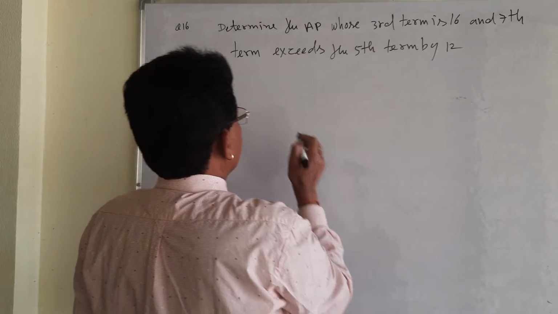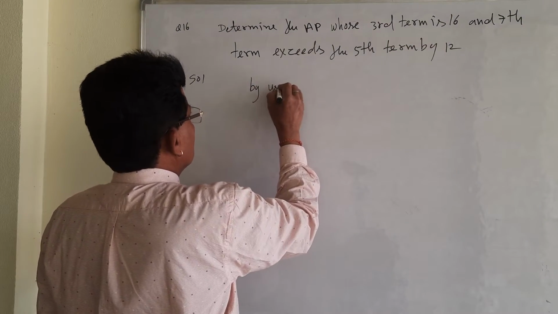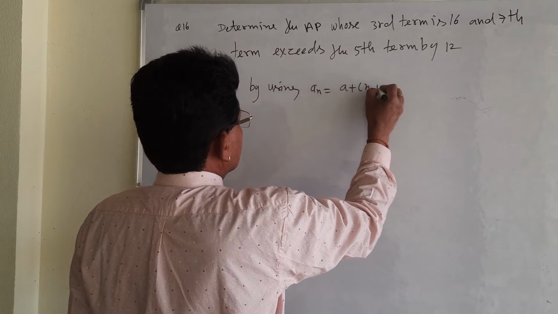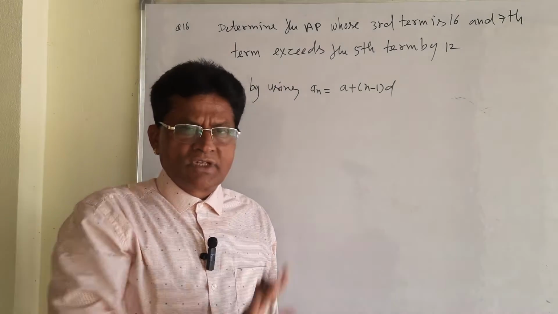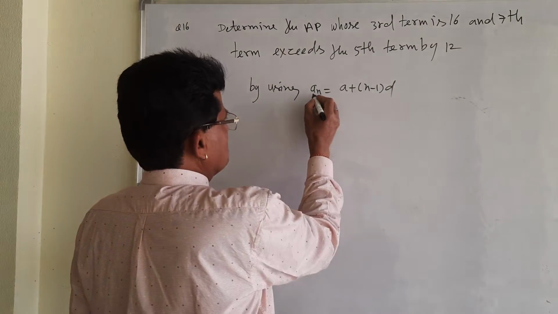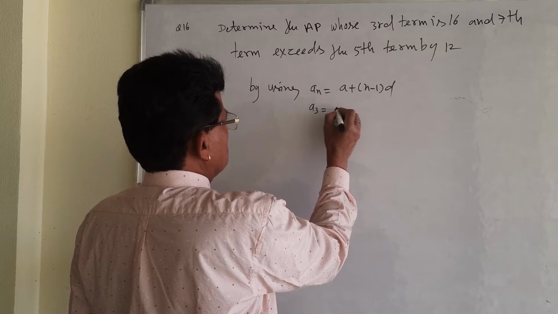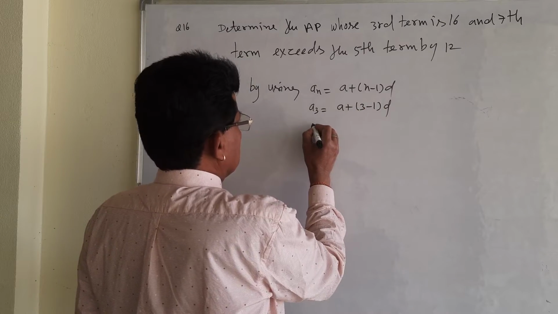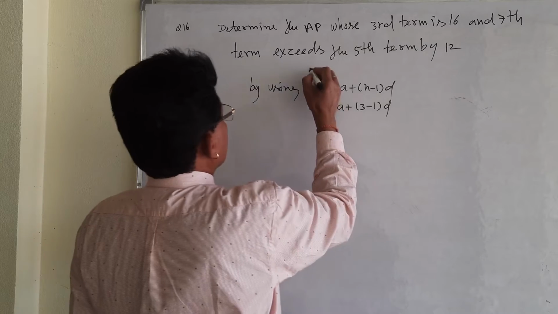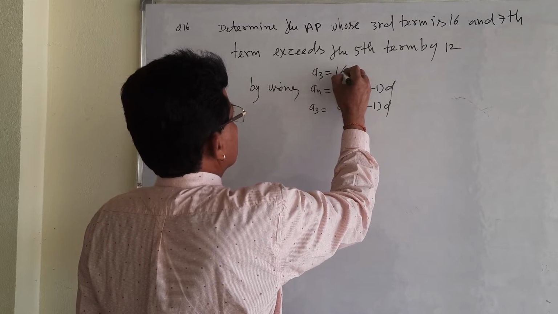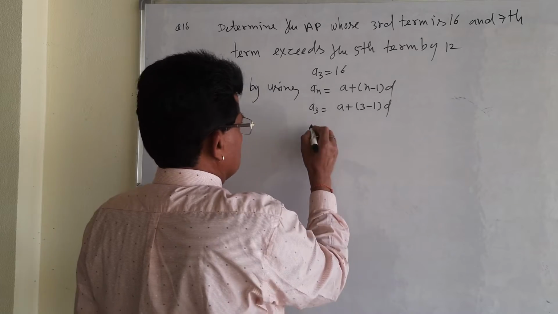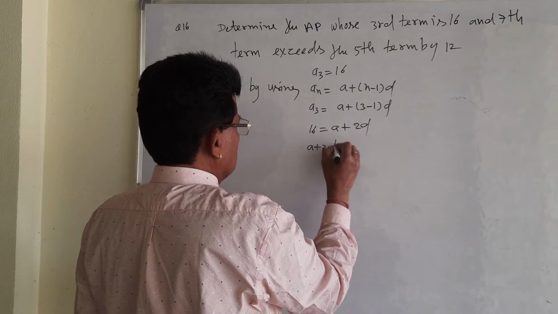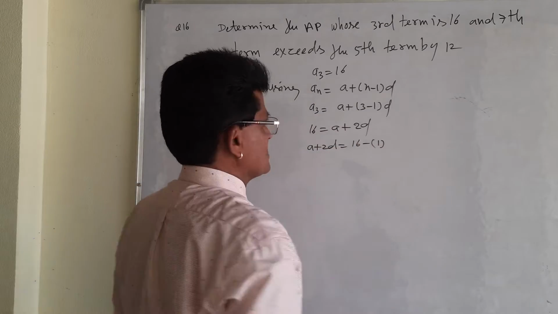The third term is 16. Using the nth term formula, A plus n minus 1 into D. You understand nth term? Third term means in place of n you will take 3. The third term will be equal to A plus 3 minus 1 into D, which is A3. The third term is equal to 16, it is given. So 16 is equal to A plus 2D. You got the equation A plus 2D is equal to 16. It is equation number 1.